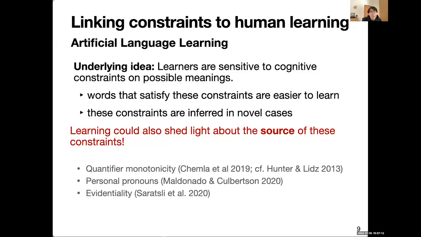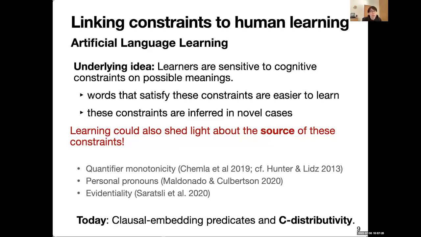There are several recent experimental studies that have used artificial language learning techniques to tap into similar questions, including questions about quantified monotonicity, personal pronouns, and so on. The goal of this talk is to extend this approach to clause-embedding predicates.